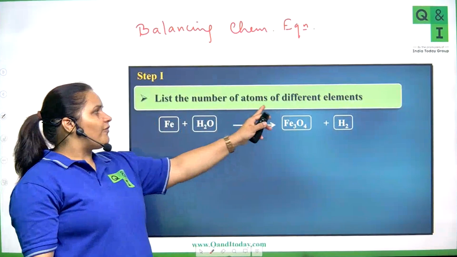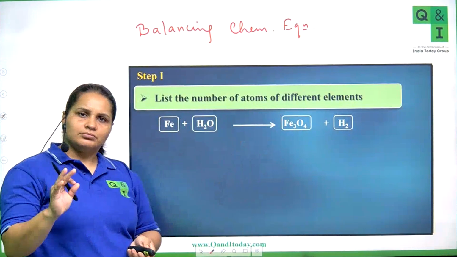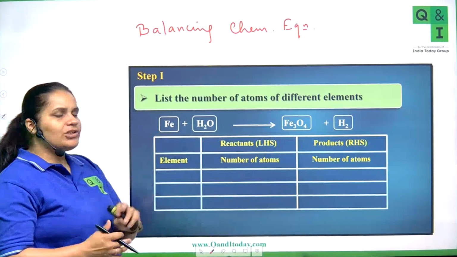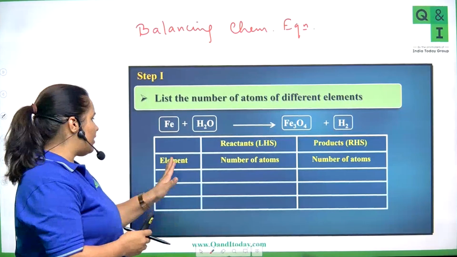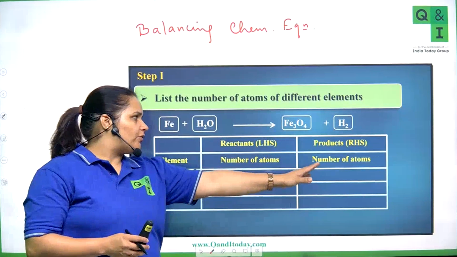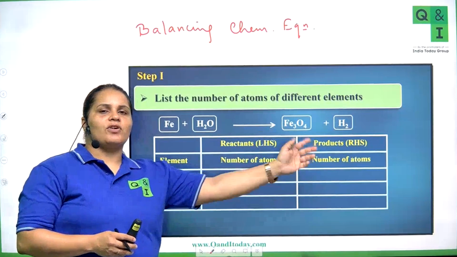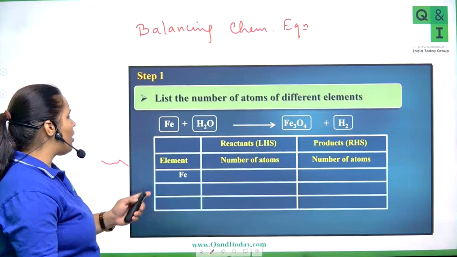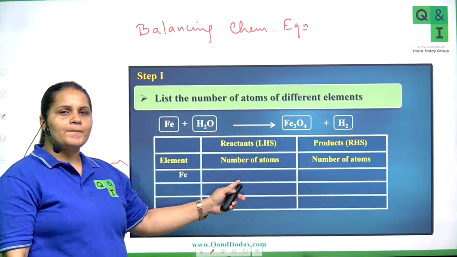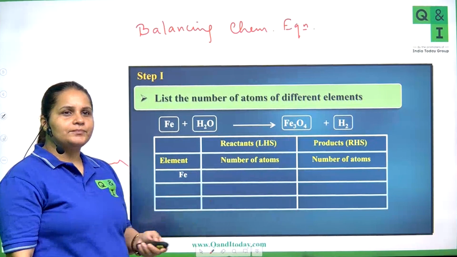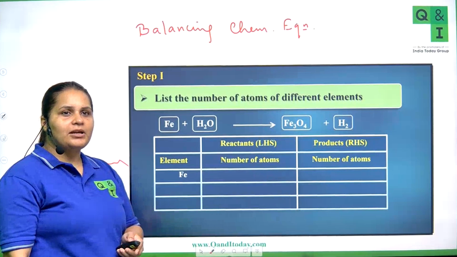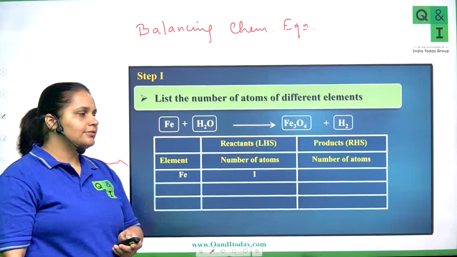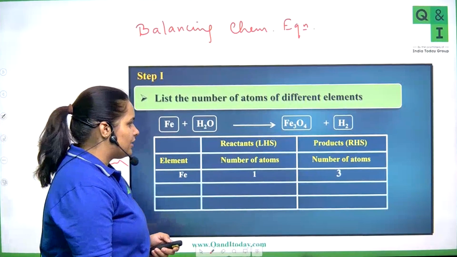So list the number of atoms of different elements. We made the boxes and now I'm going to list the number of atoms for each element in the boxes. So again, element, number of atoms. This is for LHS and this is for RHS. Our first element here is iron. So what should I write here? 1. Right hand side? 3.